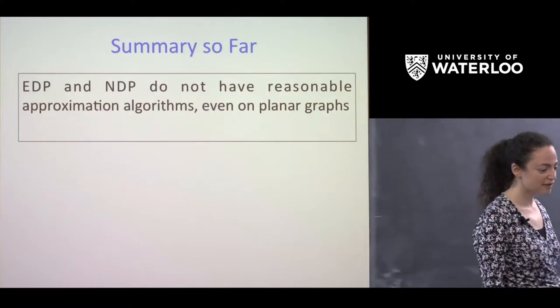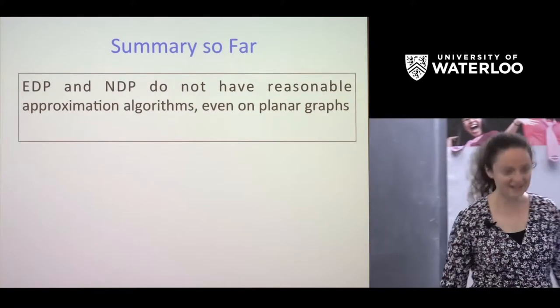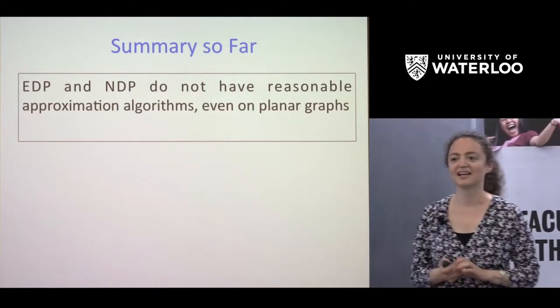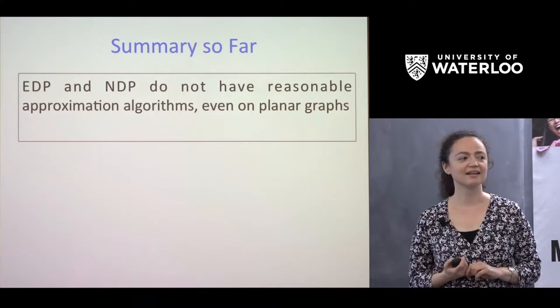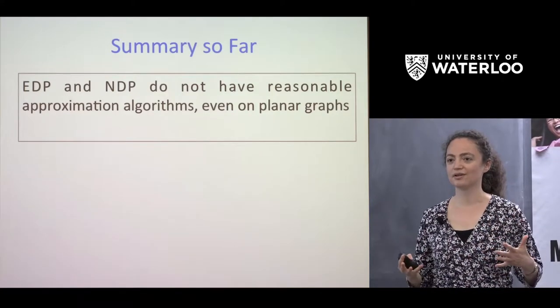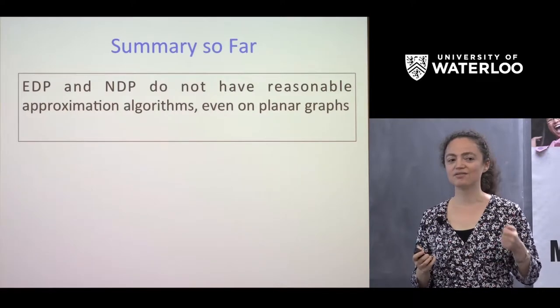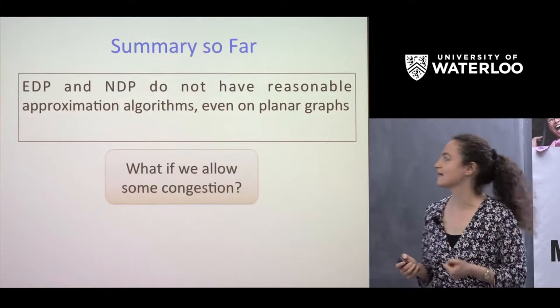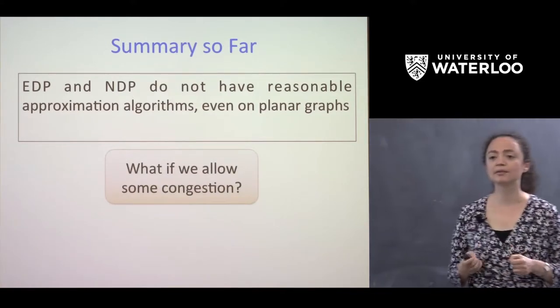Okay, so to summarize, things are kind of very sad. But this doesn't mean that we should give up, right? So what's the next thing? Well, in many cases, you don't really need the paths to be disjoint. It's okay if they share vertices or edges to some tiny extent. So now we can ask, what happens if we allow a little bit of congestion?